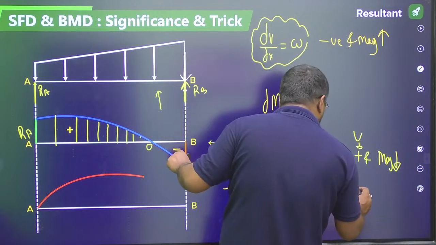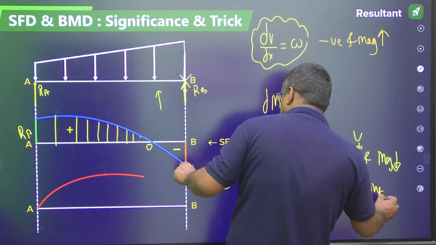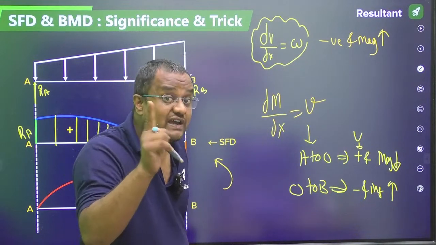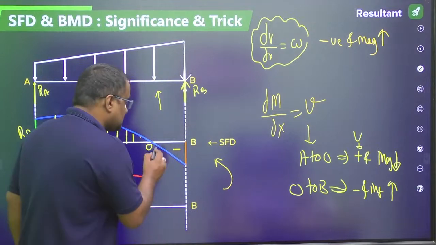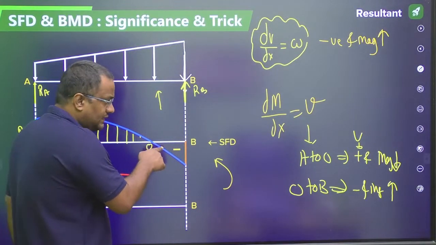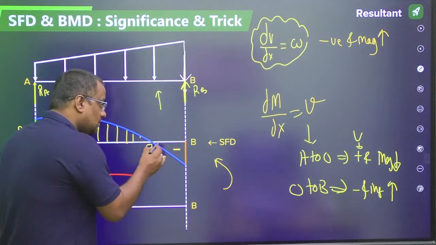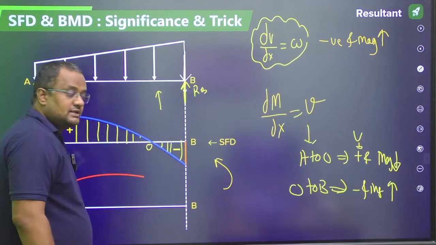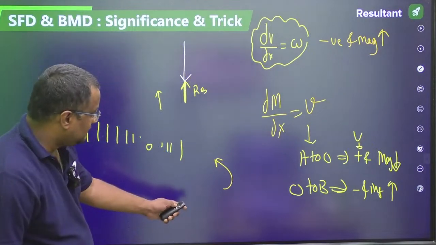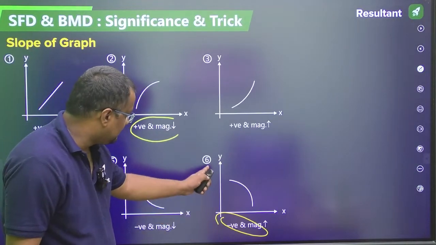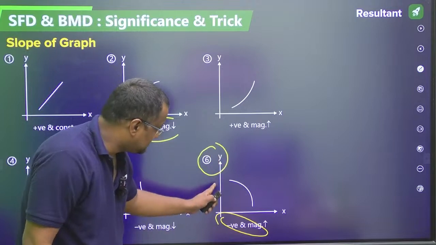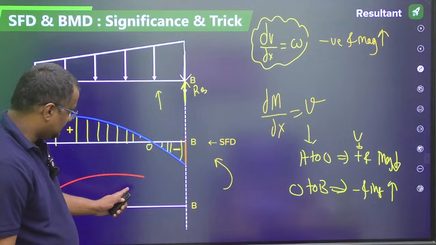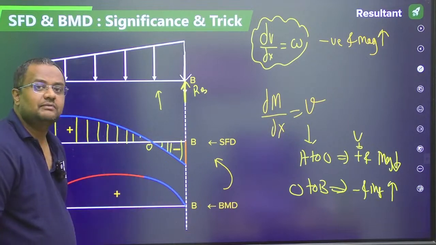Now O to B, shear force is negative and magnitude wise increasing. Magnitude wise, -5 is bigger than -2. It is negative after point O. O to B it is negative but increasing more. Negative increasing graph number 6, like this. Okay, so negative increasing graph like this, this is BMD.